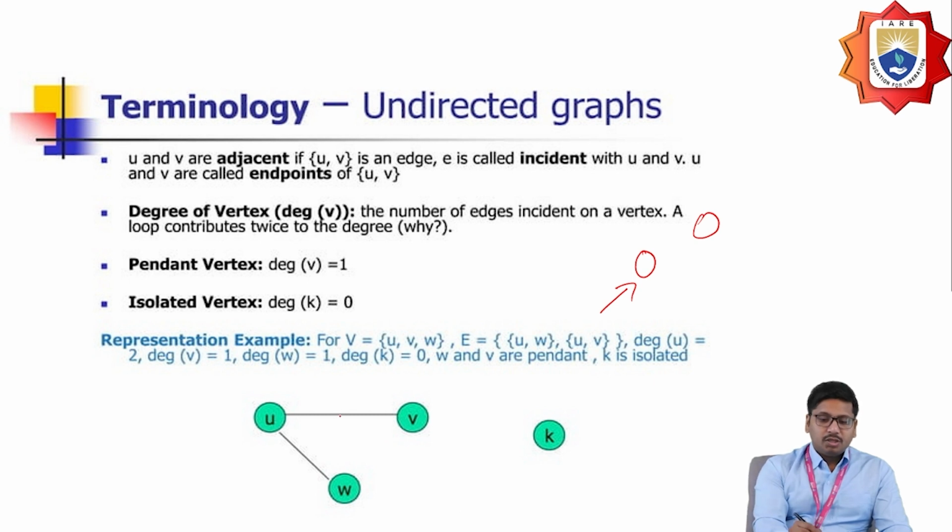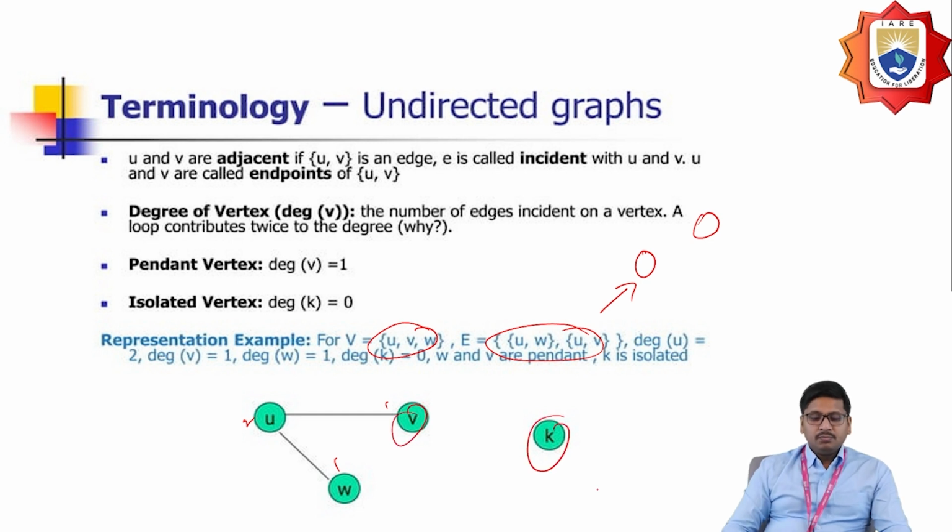So this should be the directed graph. U, V, W should be the vertices, and the edge set is this one. So what is the degree of U and V? The degree of U is 2, V is 1, and V is 1. So K is isolated because there is no edge between it and any other vertex.